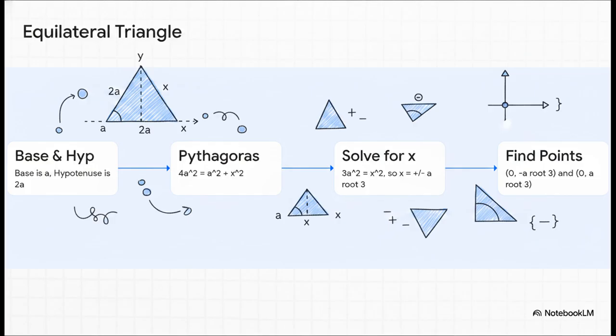So we solve the equation 4a² = a² + x². Subtract a², and we're left with 3a² = x². Taking the square root reveals our exact intersecting points on the y-axis at plus and minus a√3. Those are our missing coordinate points, C and D.